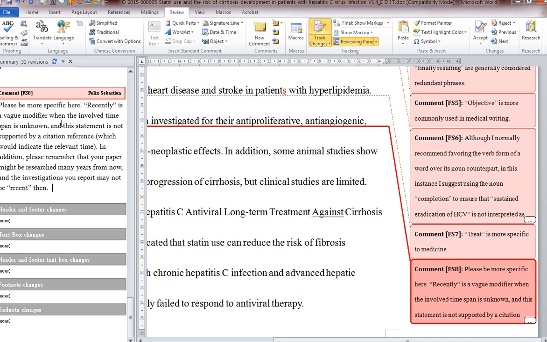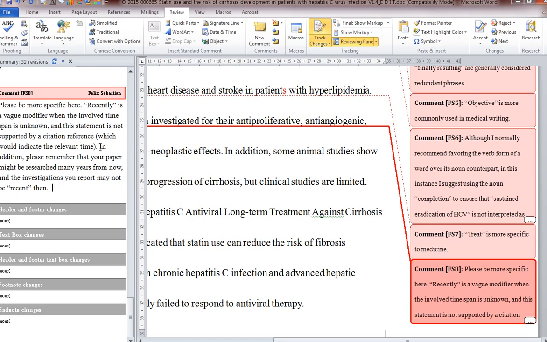Recently is a vague modifier when the involved time span is unknown. And this statement is not supported by a citation reference, which would indicate the relevant time. If an author uses recently in a statement, but the statement is supported by citation references, particularly those that include the year in text, I usually don't comment about it, as long as the years involved are relatively recent. But in this instance, the author does not have a citation reference. There are no years mentioned, no reference to time at all. So I want to leave this comment.